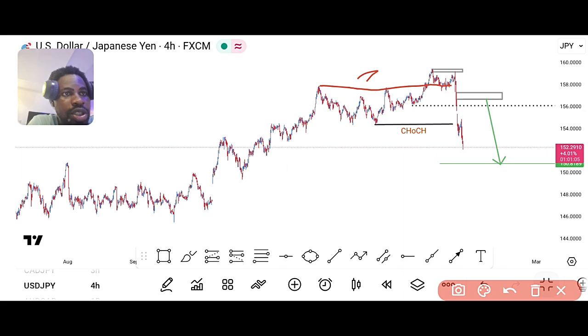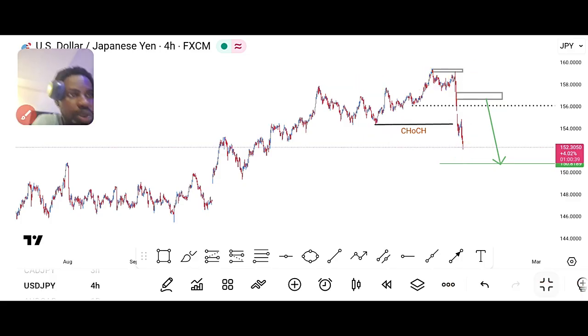So this particular low here should be protected. Price should never take it out if this uptrend is to continue. But when price comes and takes out this low, it means the trend is changing from an uptrend. We will now likely be seeing something like a downtrend. So this was simply missed, and price actually indicated before it started dropping.